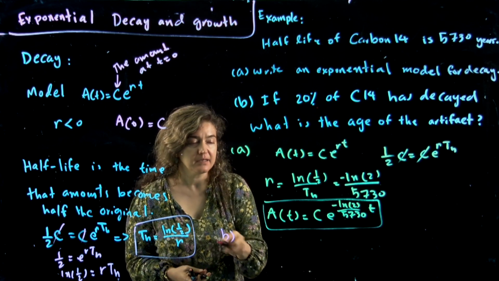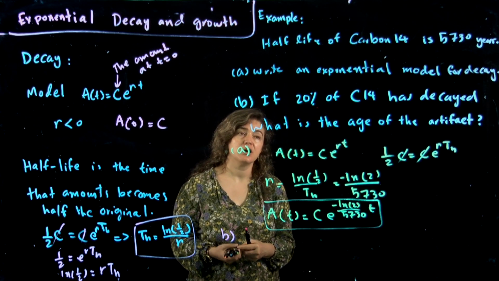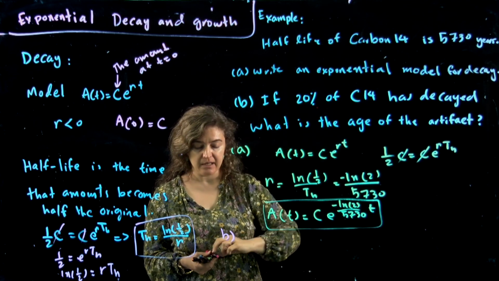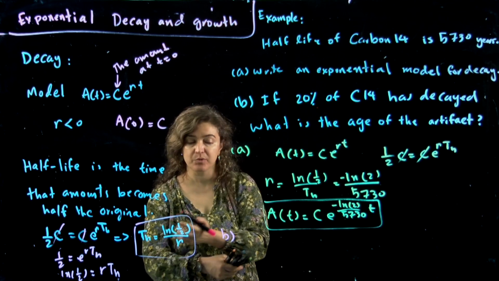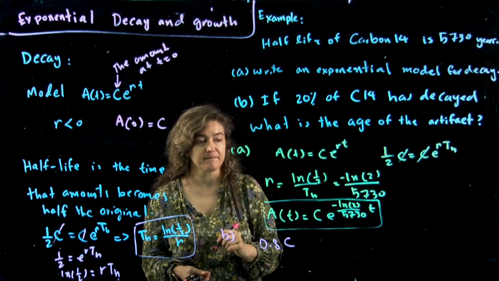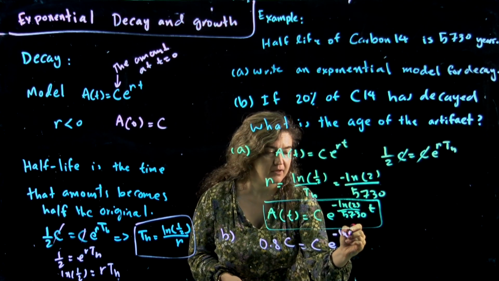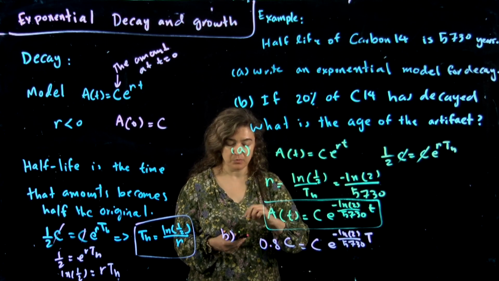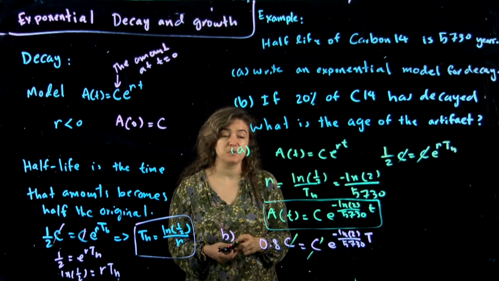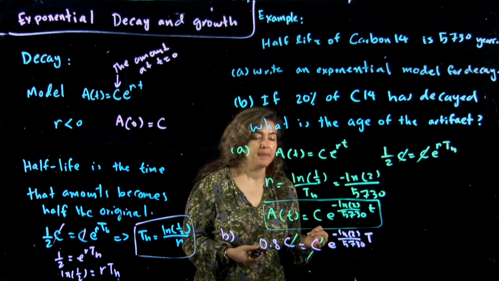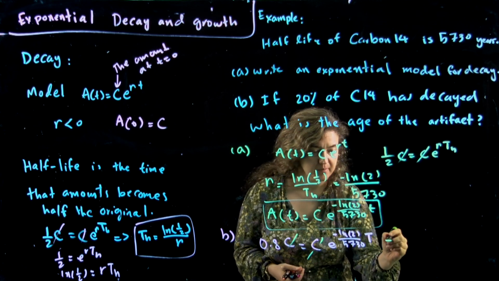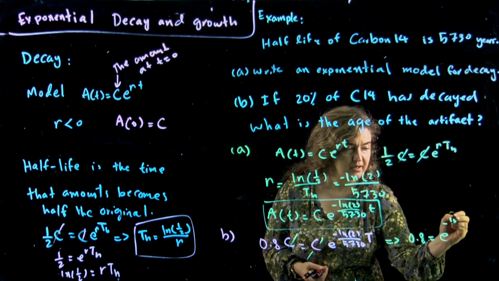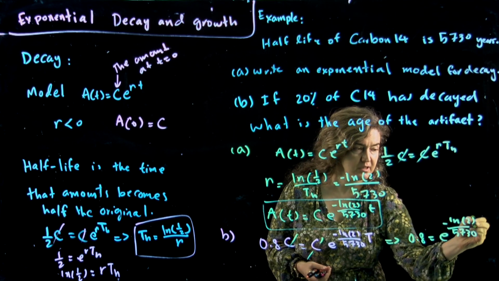Now, part B is asking, use that model to estimate the age of an artifact. Please notice that it says 20% decays. That means 80% is remaining. So for A of t, which is the output, putting 0.8c, then equal to c e to the power negative ln of 2 divided by 5,730. And we're trying to find time, so I'm going to put in capital letter T, as in there's a specific time that this is happening. Now, to solve this, the first step is we figured out 0.8 is equal to e to the power negative ln of 2 divided by 5,730 t.